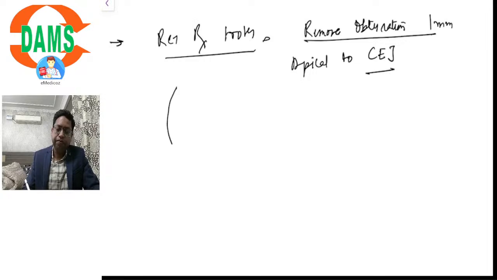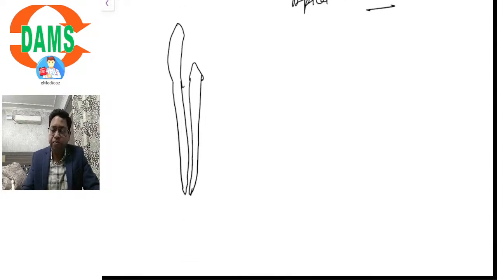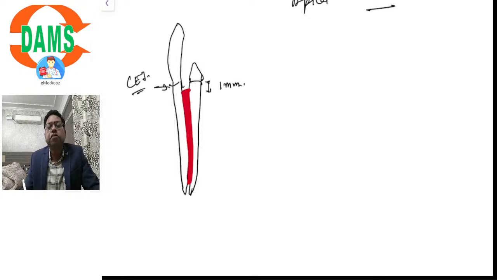Suppose this is a tooth which requires bleaching. After gaining access to the pulp chamber, we would remove the obturation. This is the obturation in the tooth. This is the cemento enamel junction. And we remove the obturation 1 millimeter apical to the cemento enamel junction.